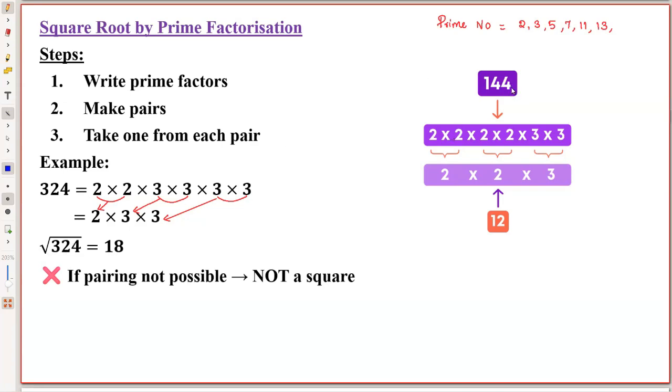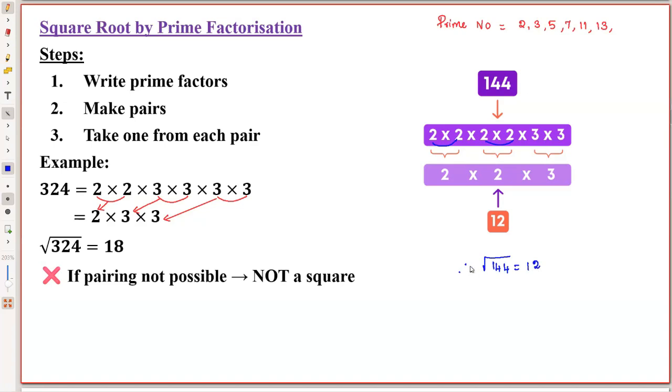Take 144. What is the prime factorization? 2 into 2 into 2 into 2 into 3 into 3. All have pairs. One number from each pair comes out: from the 2s, 2 and 2, and from 3 and 3, one 3. 2 2s are 4, 4 3s are 12. From this we can write the square root of 144 is equal to 12.